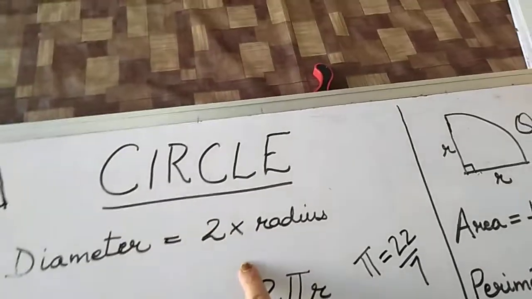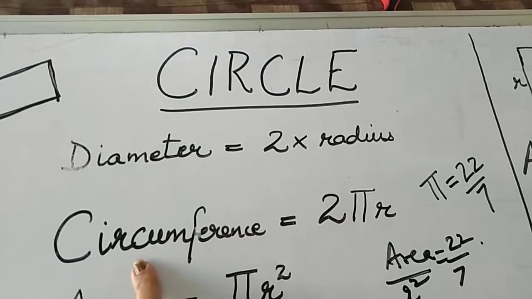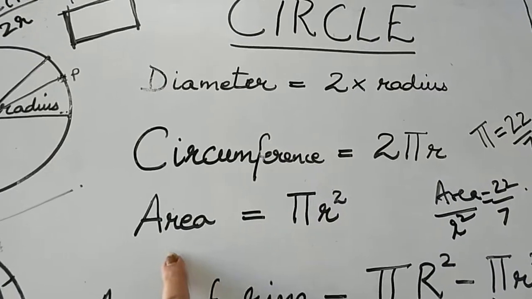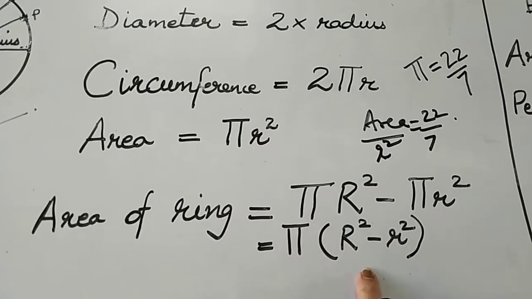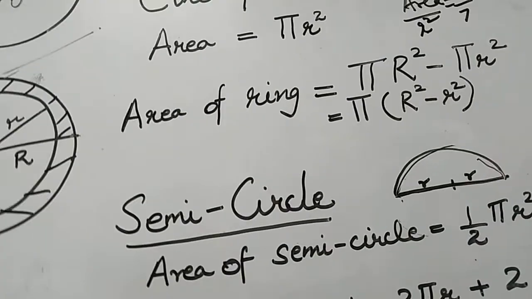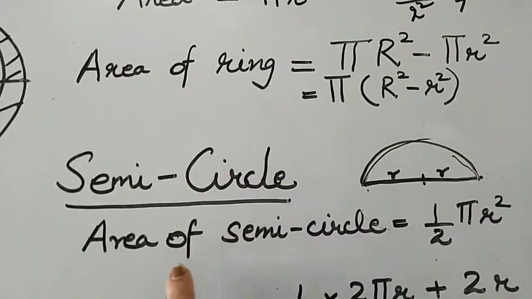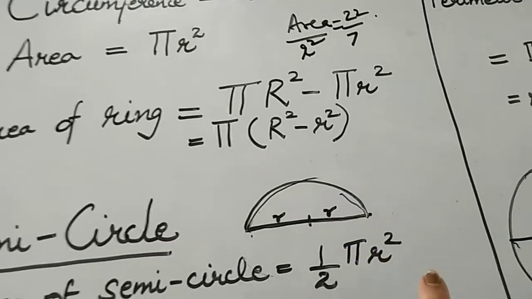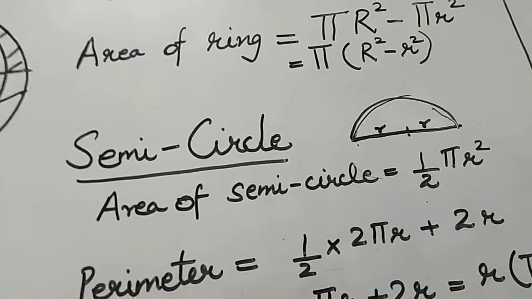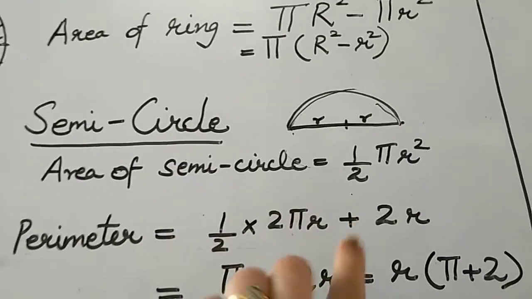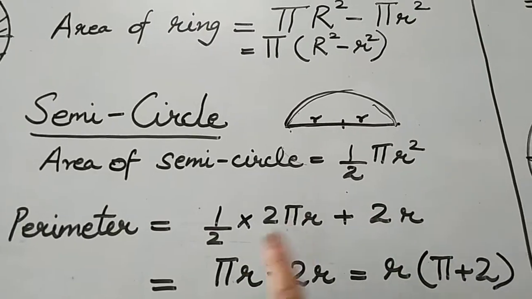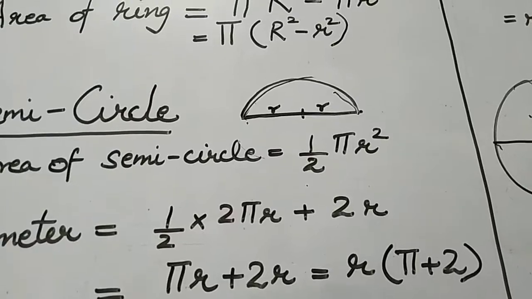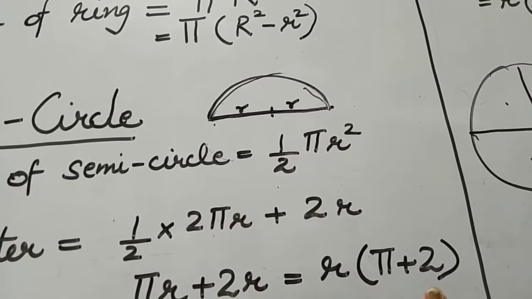Yes, understood children? Once again, diameter is twice the radius. Circumference of the whole circle is 2 pi r. Area of the whole circle is pi r square. Area of ring is pi into R square minus r square. Similarly, when we come to semicircle, area is very easy to calculate. Area of semicircle is half of pi r square. But the perimeter, again, is different. Why? It is half the total circumference, plus 2 times r, which gives you pi r plus 2r, or you take r out, you get r into pi plus 2.